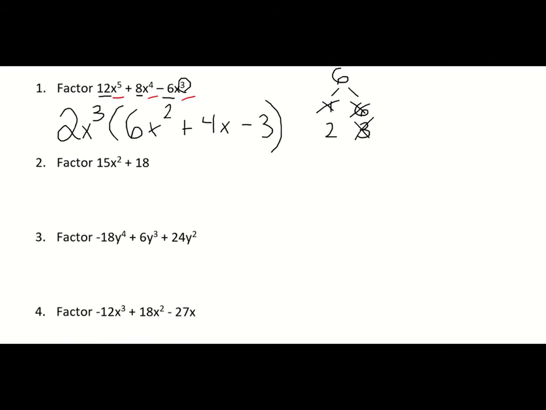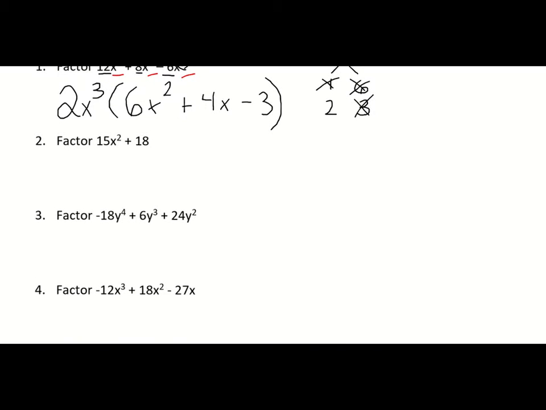We want to factor 15x squared plus 18. The first thing that I want to do is list my factors for my numbers. So I have 15 and 18. In order to figure out what number is going to go into 15 and 18, I should list my factors of the smallest number. So my factors of 15: I have 1 times 15 or 3 times 5.